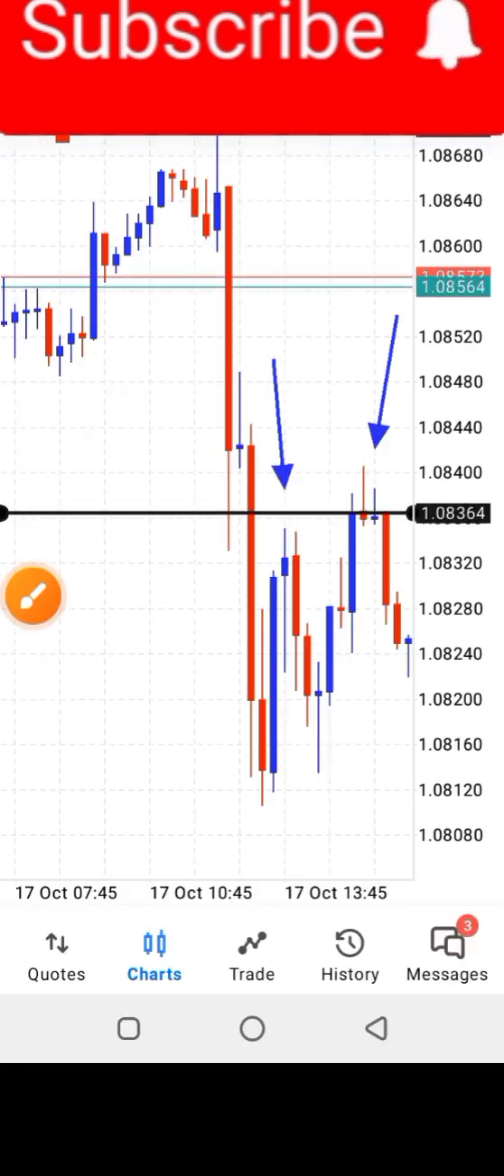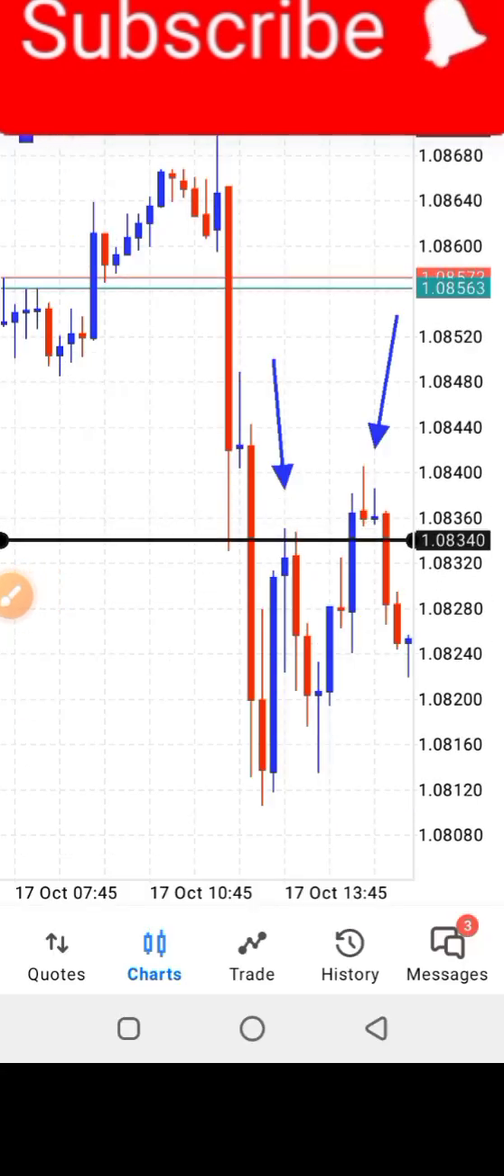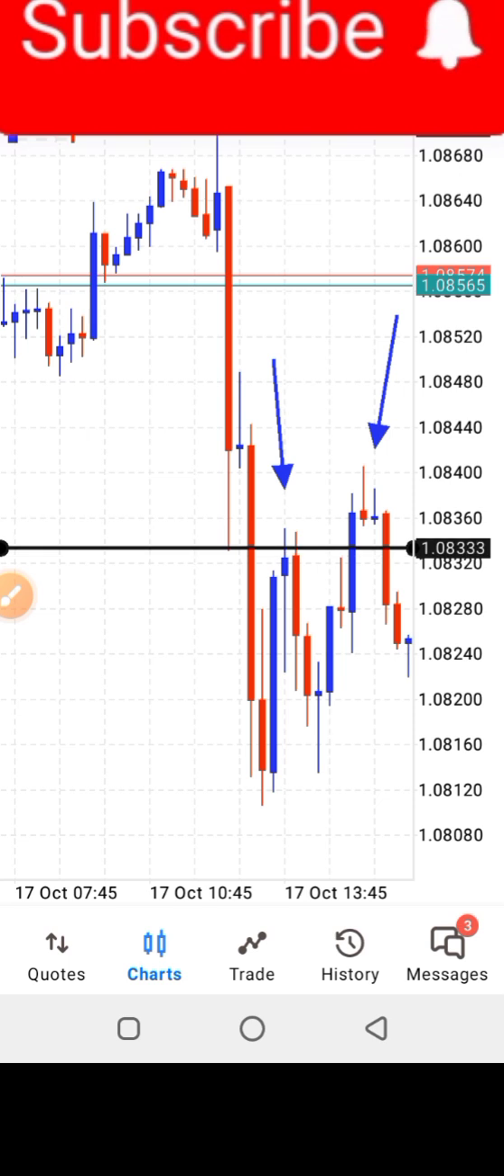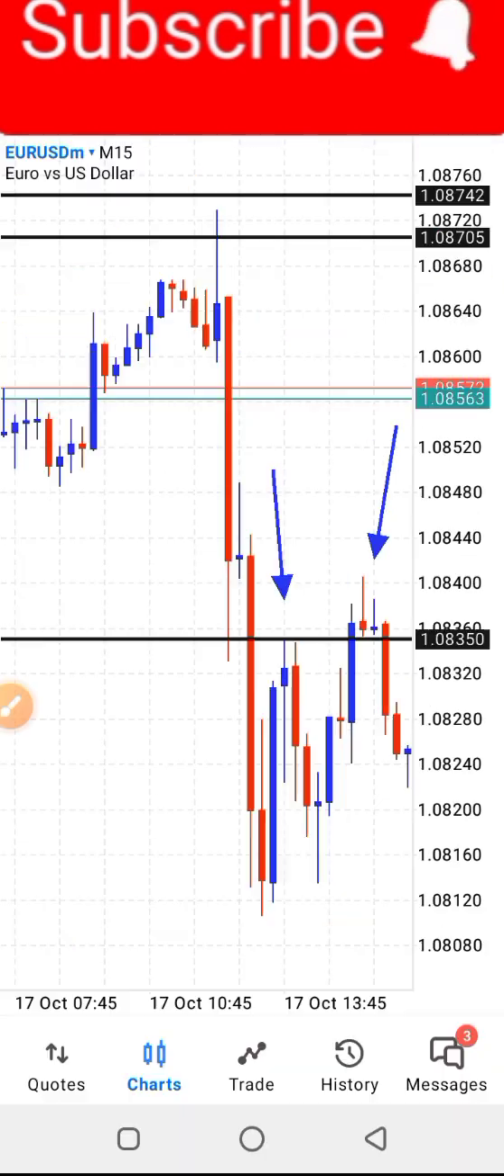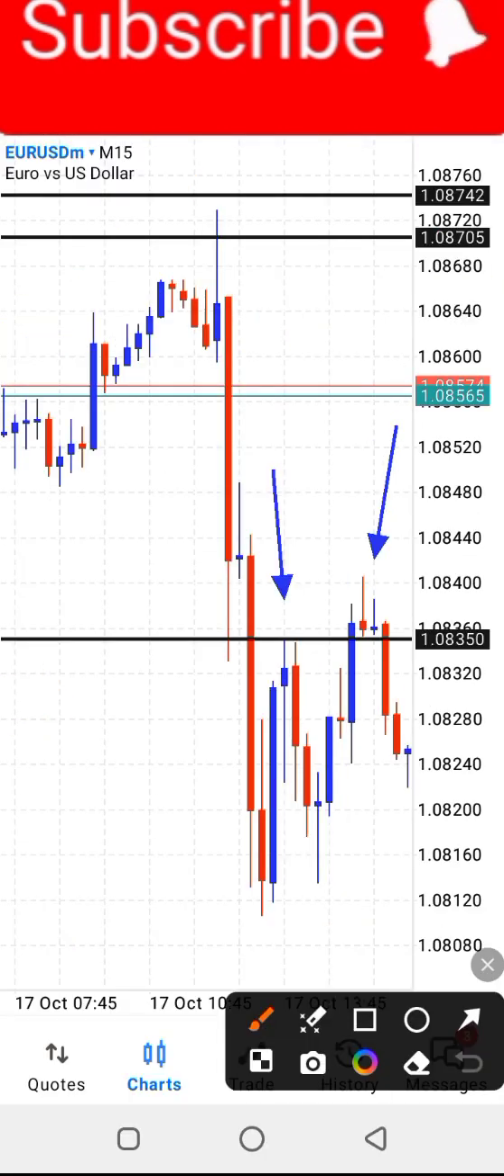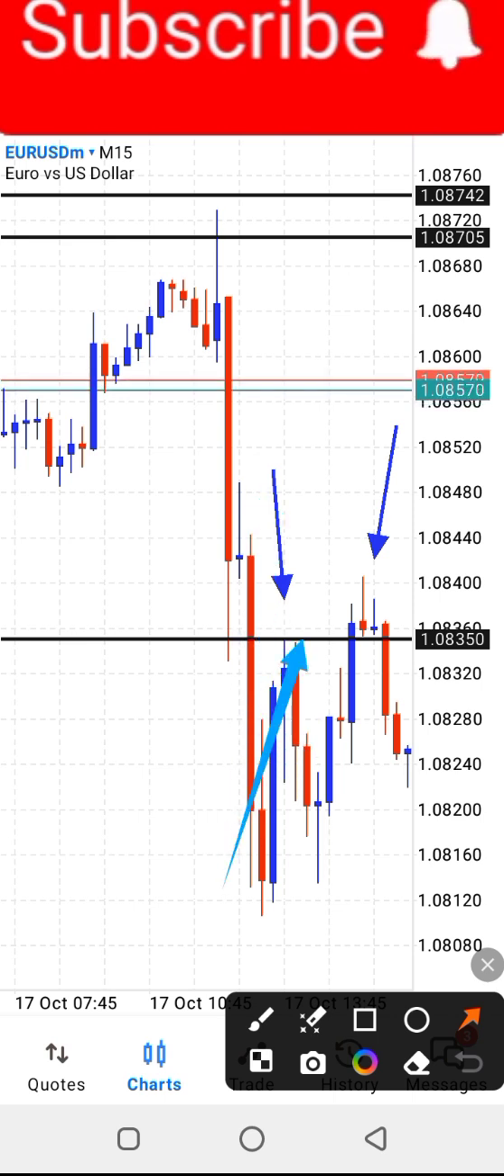So place a horizontal line there. Let me balance it well. So we have our horizontal line right there. What do you see happening? Price closed above that horizontal line. That's why I put this arrow here. This arrow is depicting my change of character. So there's a change of character when price broke and closed above this.